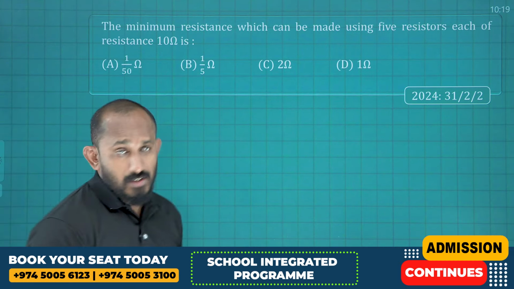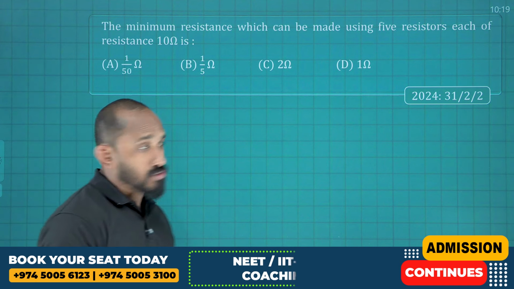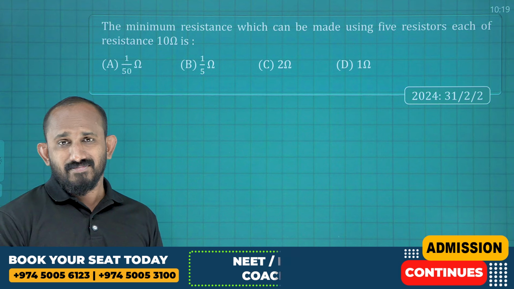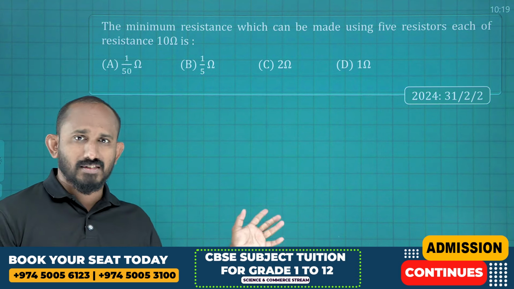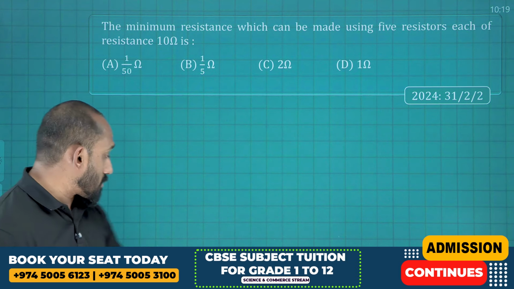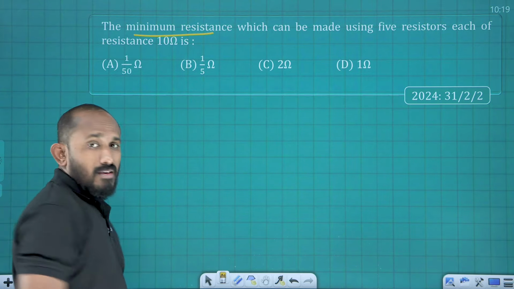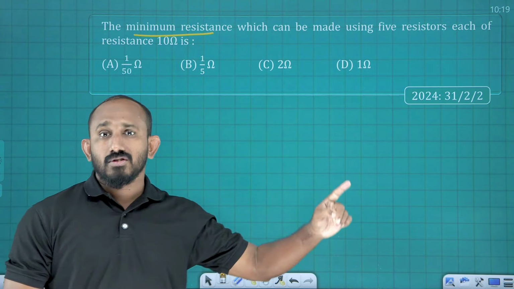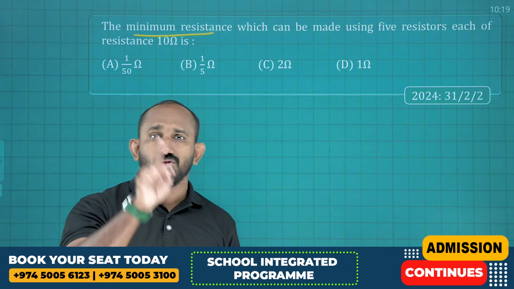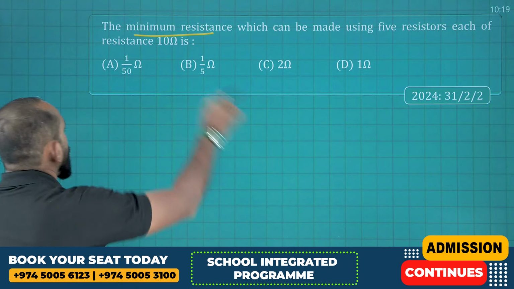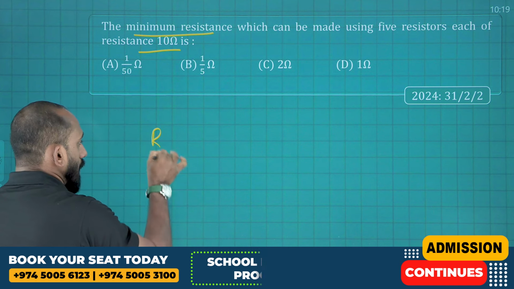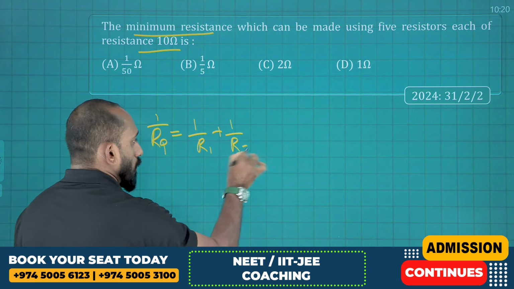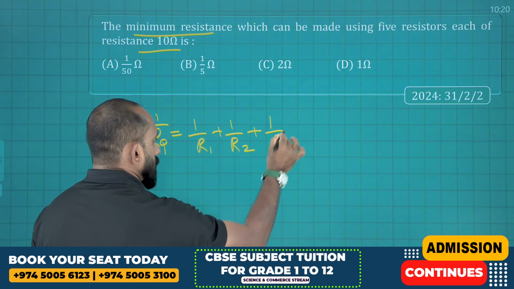The minimum resistance which can be made using 5 resistors, each of resistance 10 ohm, is. Looks like a nearby question we did first. I gave the idea there also. To find the minimum resistance, they should be connected in parallel. Yes, you got it. So for maximum resistance you should connect in series, and for minimum resistance you should connect in parallel. So we have 10 ohm resistors, each one. We have 1 by RP equal to 1 by R1 plus 1 by R2 plus 1 by R3 plus etc.